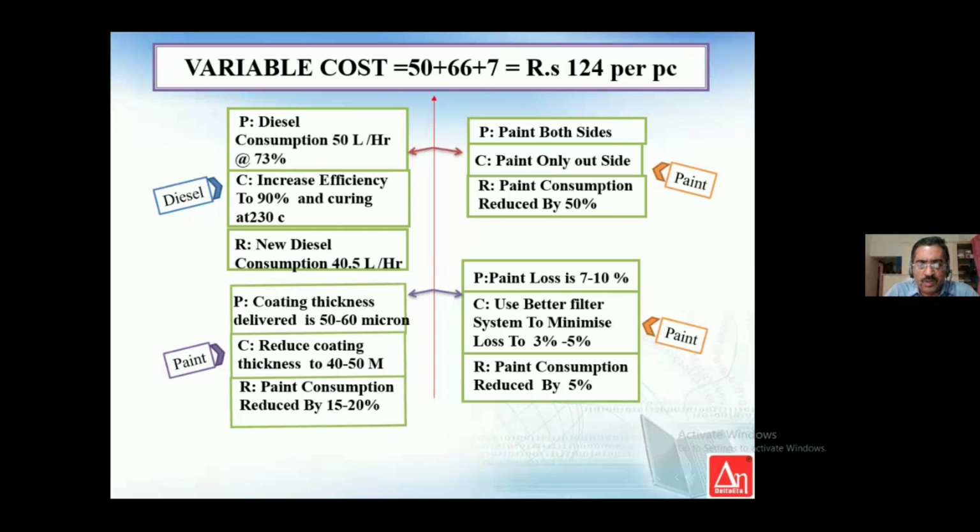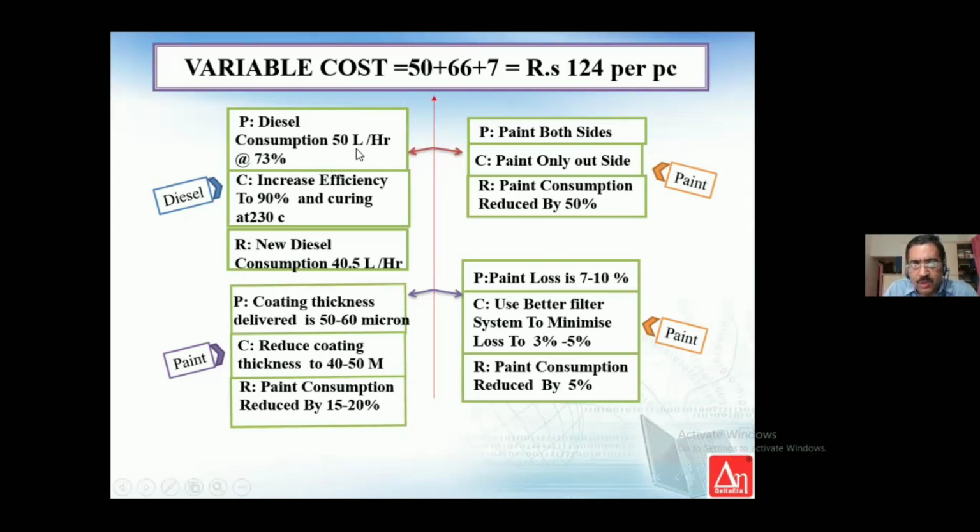In the last video we saw how the fixed cost is reduced from 55 to 37 rupees, almost a reduction of 16 rupees we achieved there. You might remember that our target is to bring down the total cost by 27%. So right now, we'll next go to the variable cost. Variable cost of this unit right now is about 124 rupees per piece.